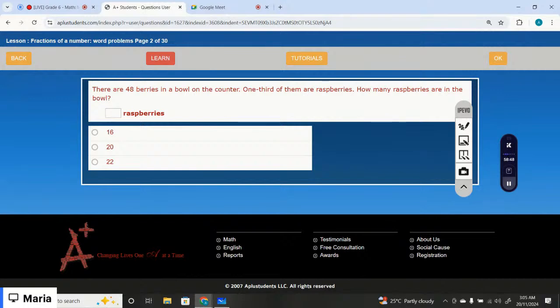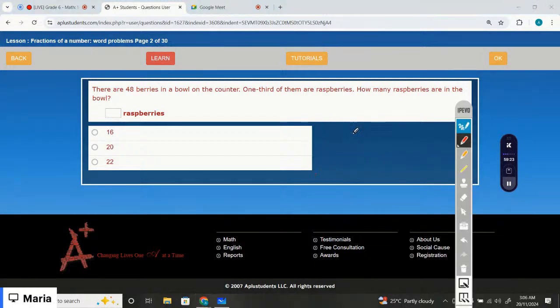The next one is there are 48 berries in a bowl on the counter. One third of them are raspberries. How many raspberries are in the bowl? So which is the correct option? You have to do one third. What does that mean? You have to do 1 by 3 times 48. Just evaluate and write the answer in the chat box, which is the correct option.